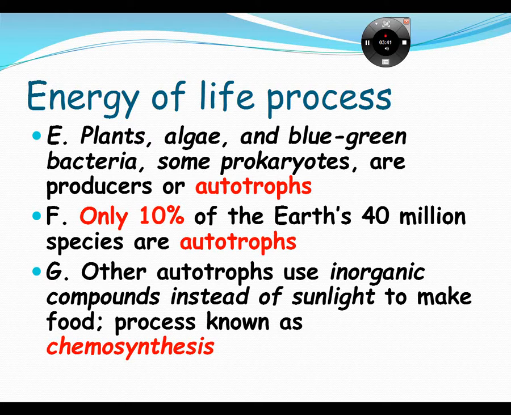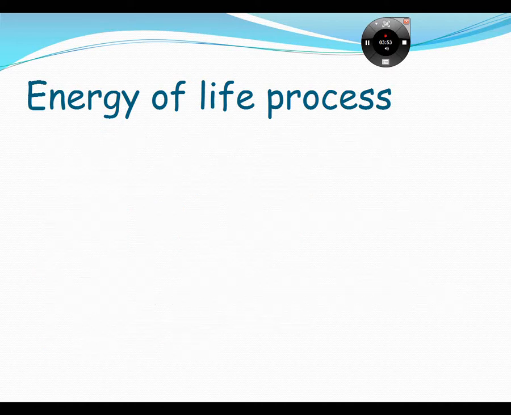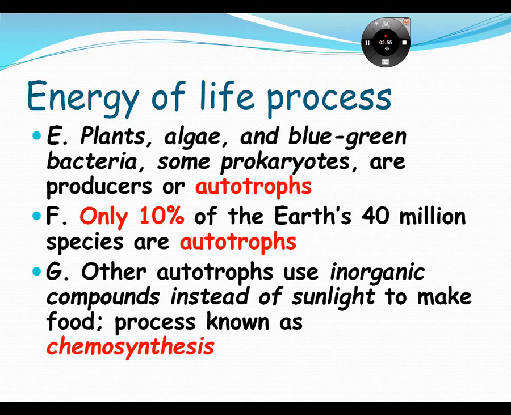Other autotrophs use inorganic compounds instead of sunlight to make food. This process is known as chemosynthesis, or chemical synthesis, so to speak. They use chemicals instead of light in order to make their food.